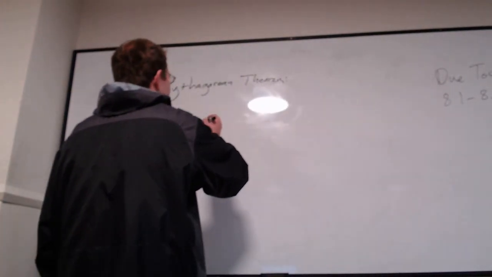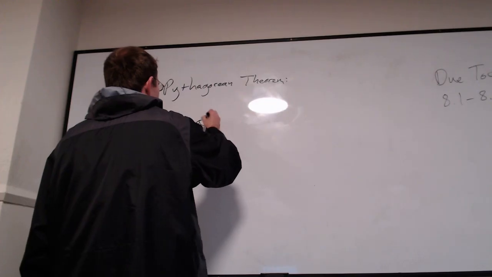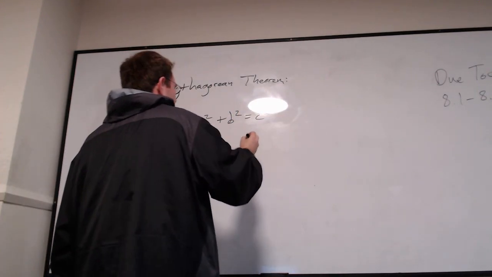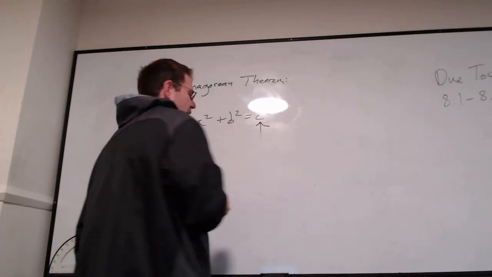Right, so the Pythagorean theorem is just a squared plus b squared equals c squared. This being your hypotenuse.